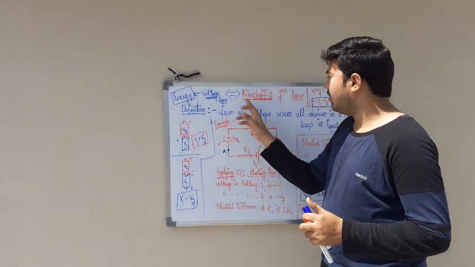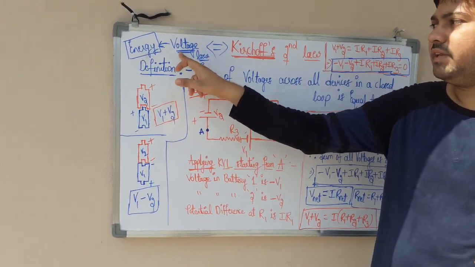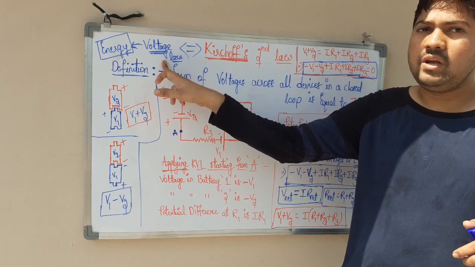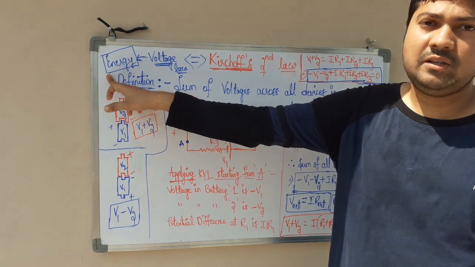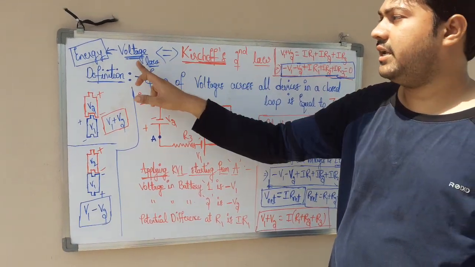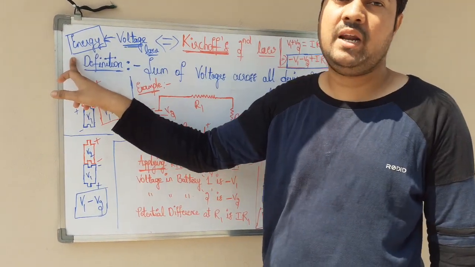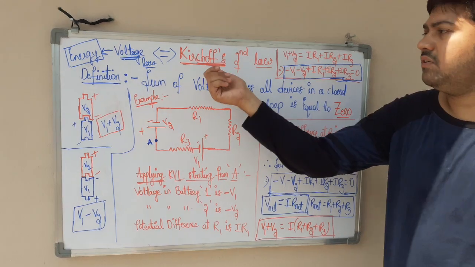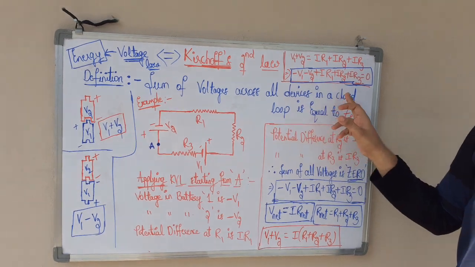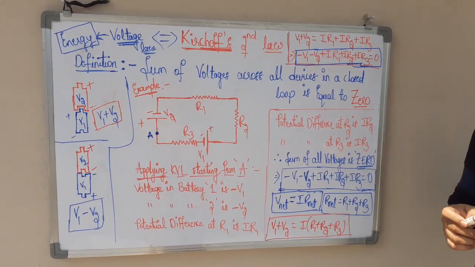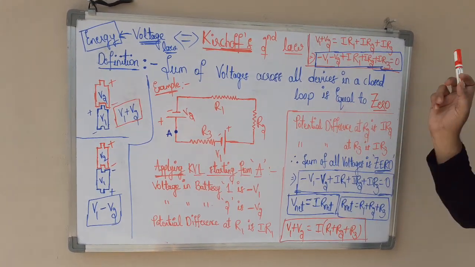Kirchoff's second law is also called voltage law, and it is also called the law of conservation of energy. So Kirchoff's second law is also called Kirchoff's voltage law or KVL or law of conservation of energy. Now coming to the definition of Kirchoff's second law: the sum of the voltages across all devices in a closed loop is equal to 0.